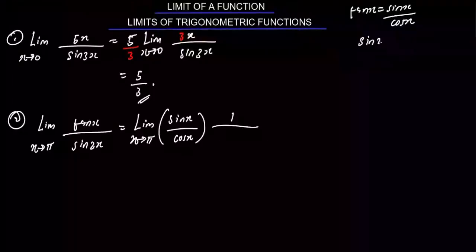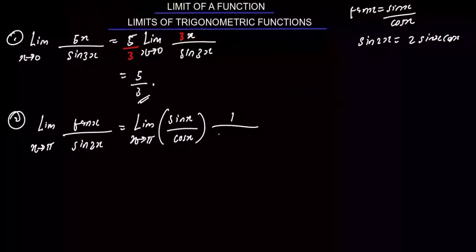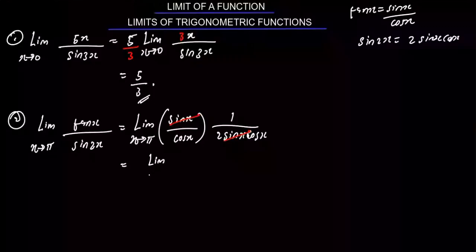Also, another identity is that sine 2x is 2 sine x cos x. So this will give me 2 sine x cos x. Therefore, we proceed to cancel out: sine x will cancel out sine x. So this will give me the limit as x tends to pi. You see this 2 here, I can move it outside. Then I have 1 all over cos square x.